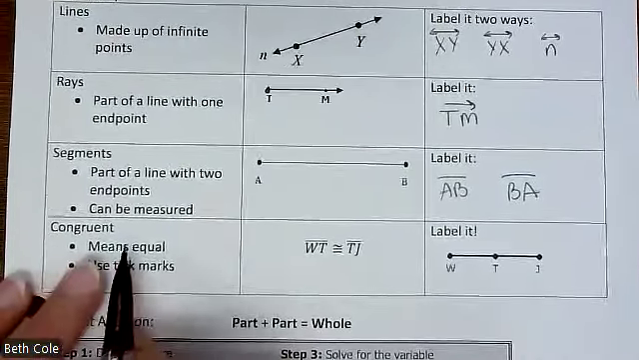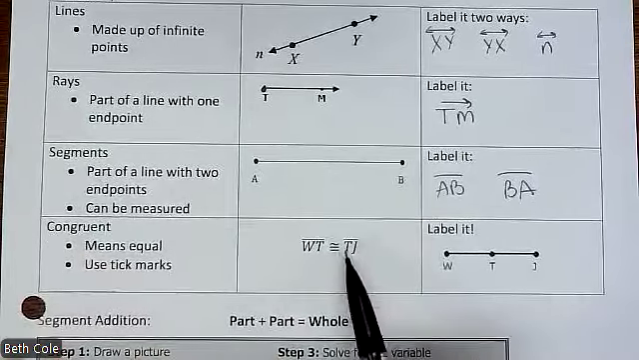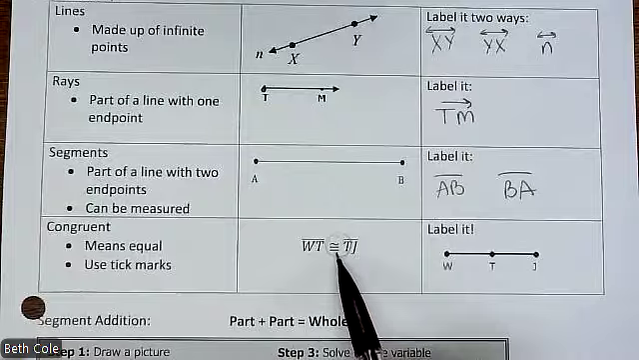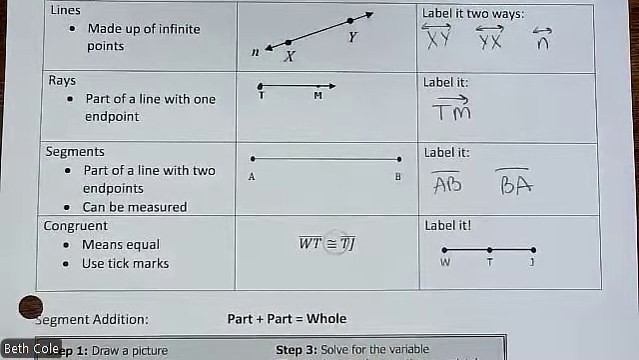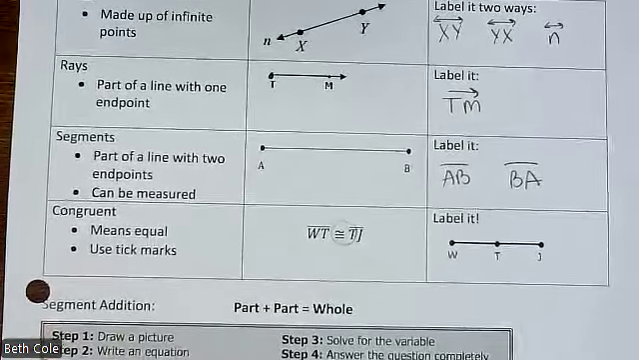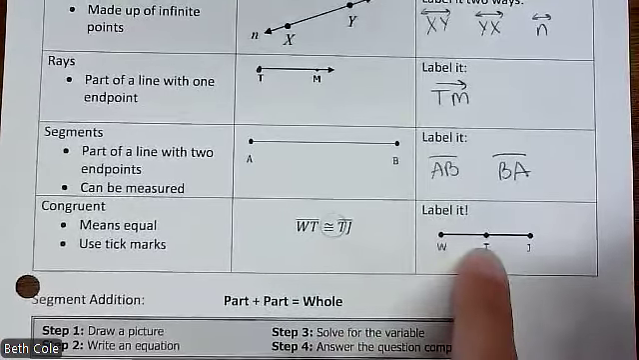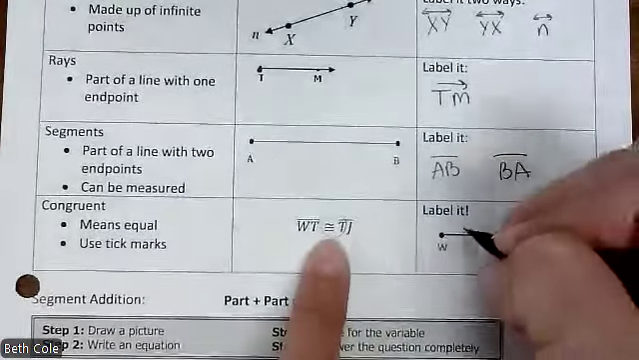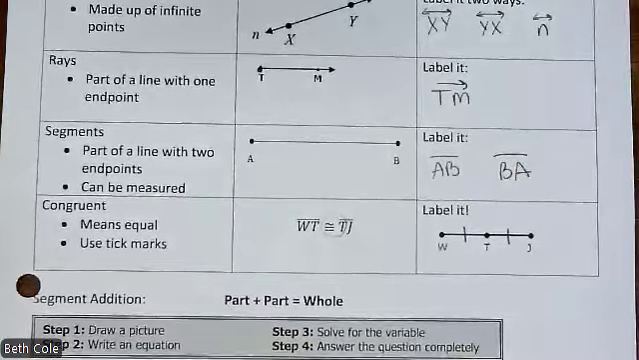All right, congruent is another way of saying equal in geometry. We say 2 amounts are congruent, and this is the symbol for it. It's a little equals with a squiggly over it, the tilde. It's an equal with a tilde on it. That means congruent. And we use tick marks to show that they're equal. So if you wanted to say WT is congruent to TJ, which is what this says, you put little tick marks on them. And those mean they're congruent.